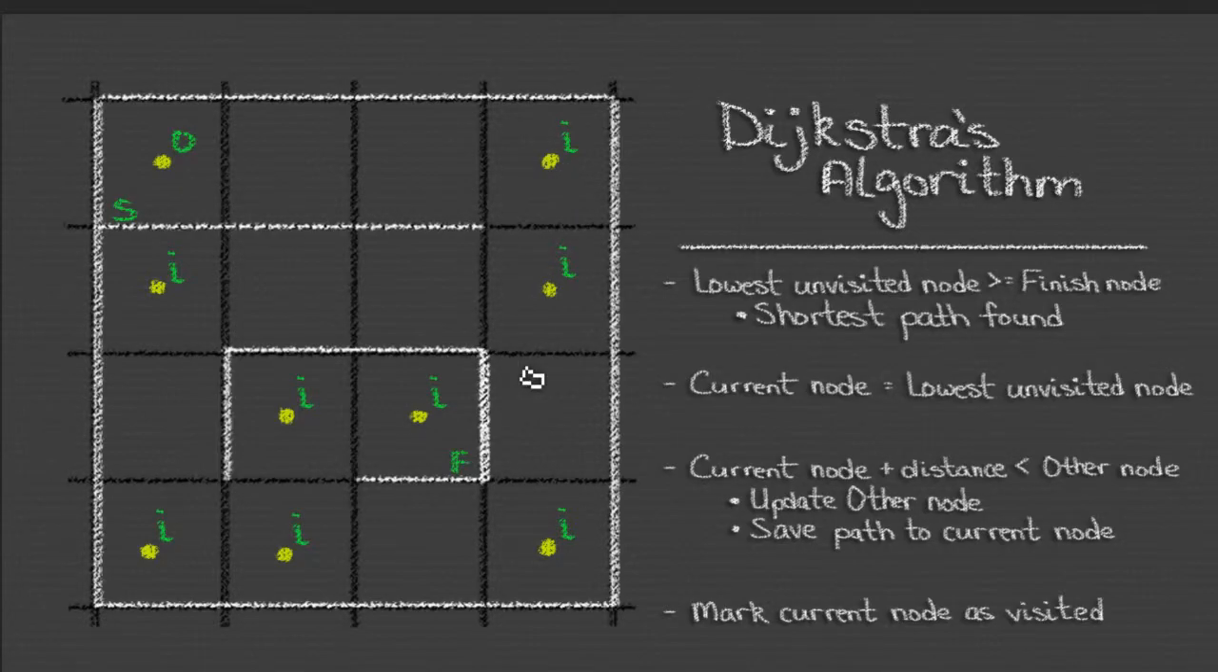So for each node connected to the current node that is unvisited, we're going to do some checks. So if this number plus the distance to this node is less than this node's number, then we're going to update this number and reference it back to the current node. So let's do that real quick. 0 plus 3 equals 3. 3 is less than infinity, so we are going to update this node's number to 3. Okay, and we're going to reference it back. Let's do it in green, that's fine.